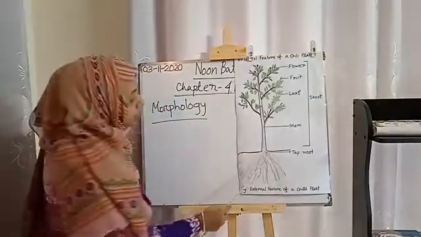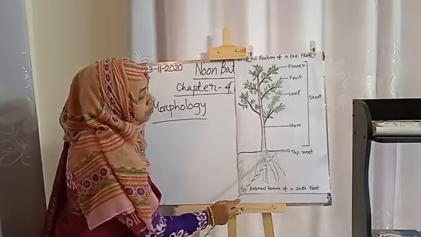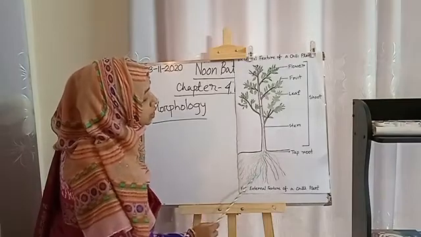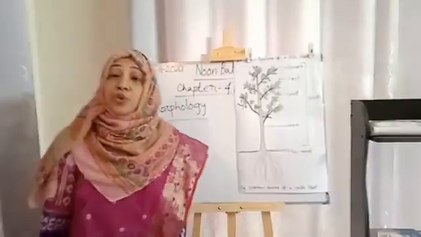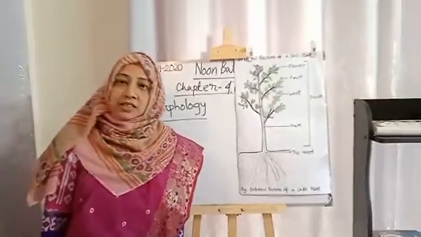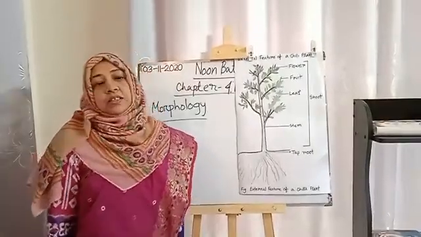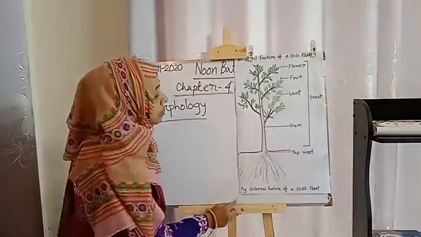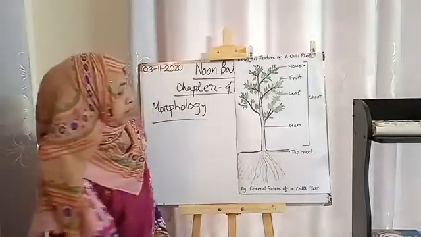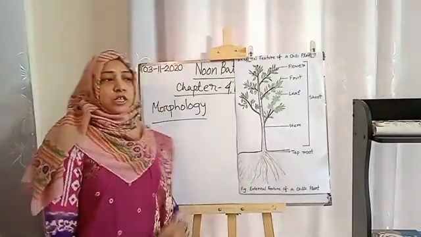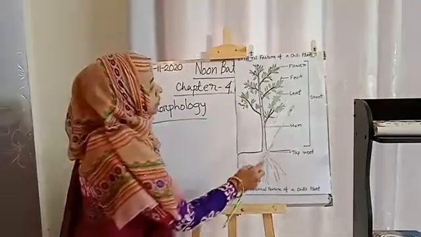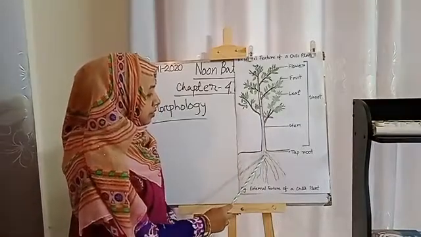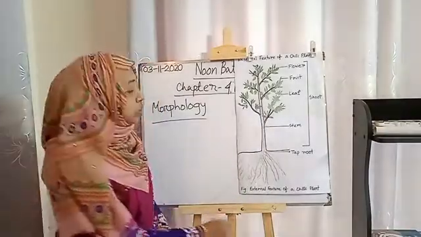Now, the taproot. This is the part of the plant which goes under the soil and which has no node, internode and bud. It is worth saying that most of the time roots remain below the soil, but in special cases, stem, leaf, fruit and flowers also remain inside the soil, under the soil.